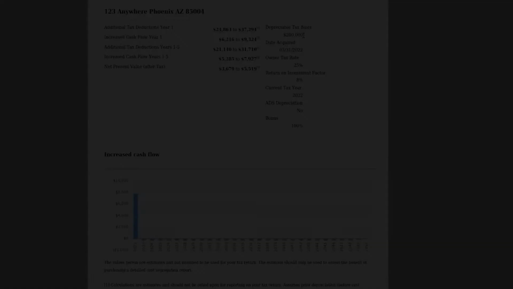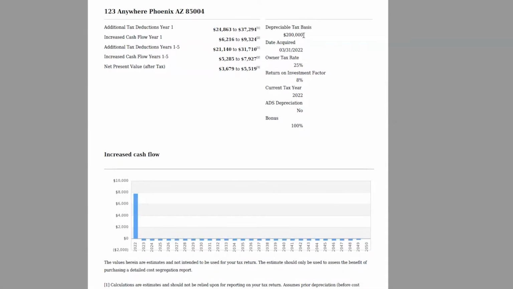But let's assume that you found one somewhere else, wherever it is. Let's assume you bought the property for $250,000, and the depreciable basis is $200,000. Let's just make those assumptions there. Okay, so bought the property for $250,000, depreciable basis $200,000. All right, so here's what you would get.